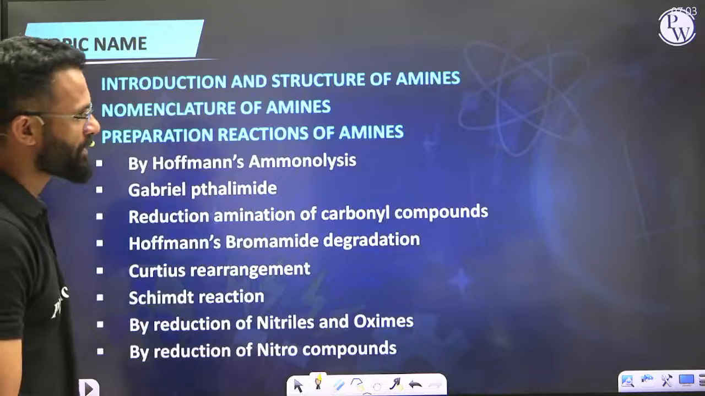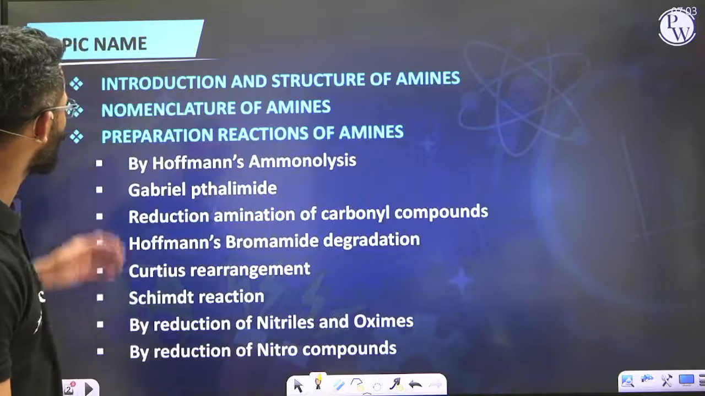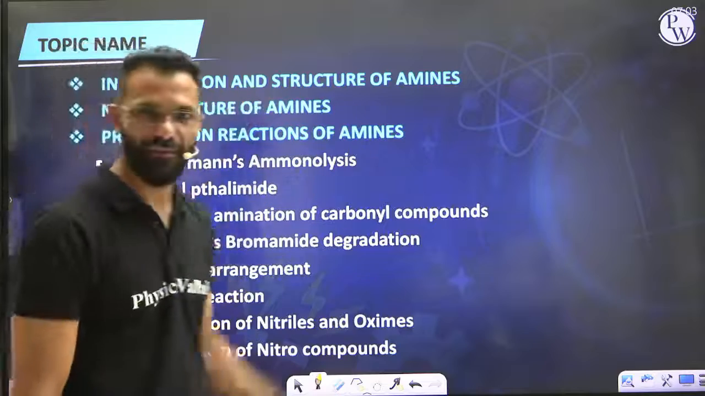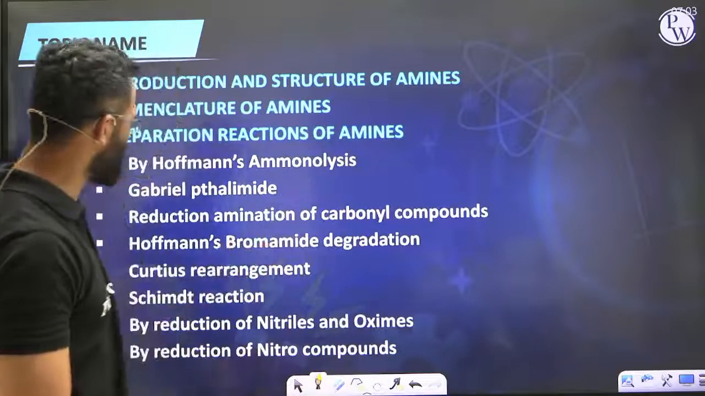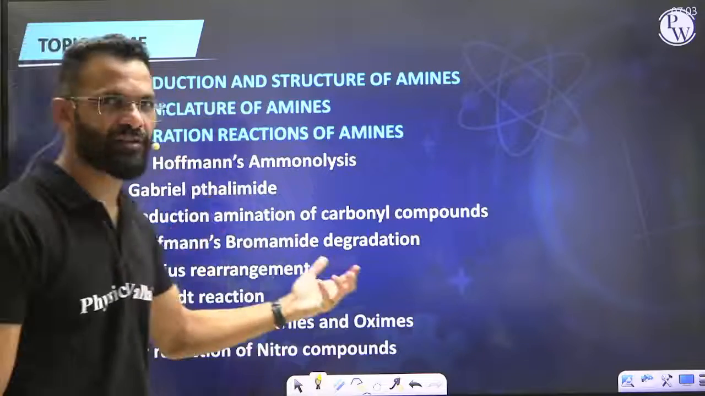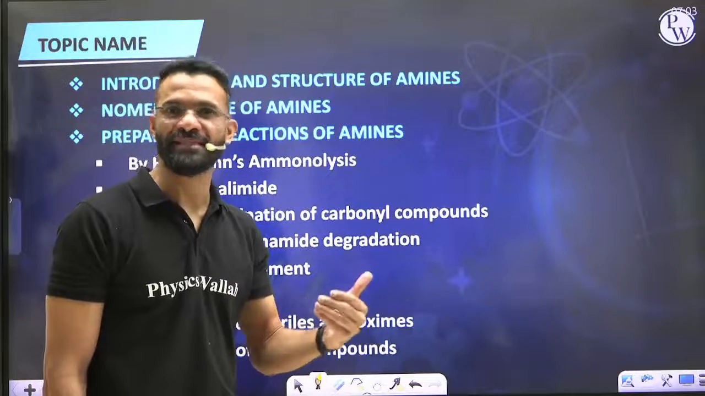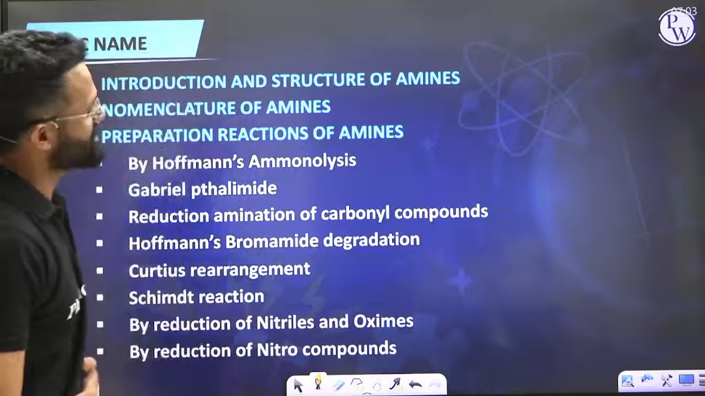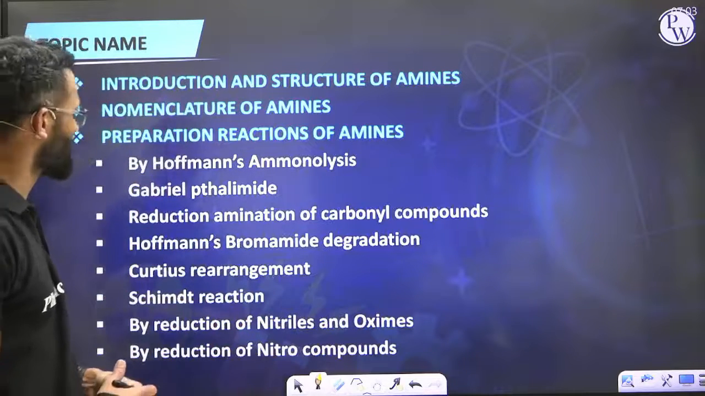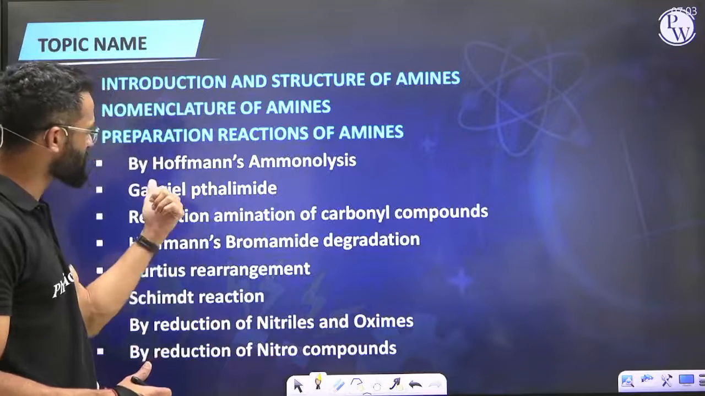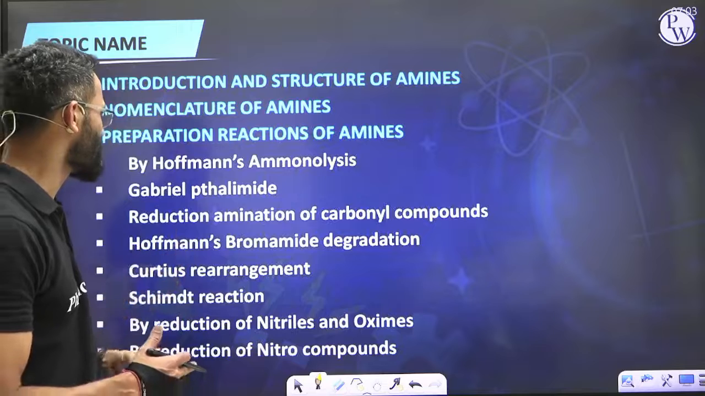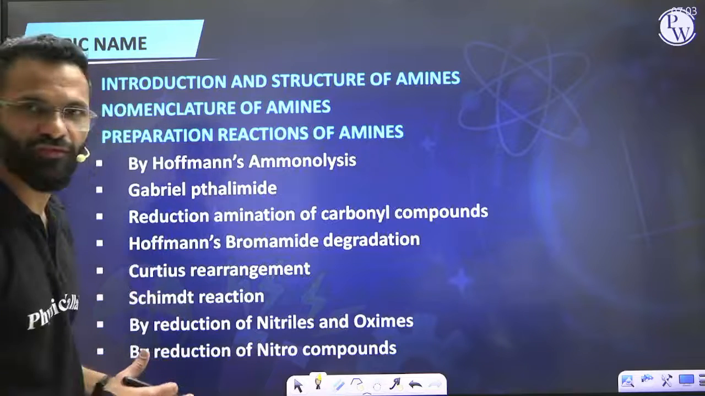Since it's the beginning of a new chapter, we'll first be getting introduced to several types of amines. We'll study the structure of amines. Followed by that, we'll also talk about nomenclature of three different types of amine, like primary, secondary and tertiary amine. Once that is done, we'll be entering into some simple methods of preparation of amine that will include preparation by Hofmann's ammonolysis, or sometimes this is also called alkylation of ammonia.